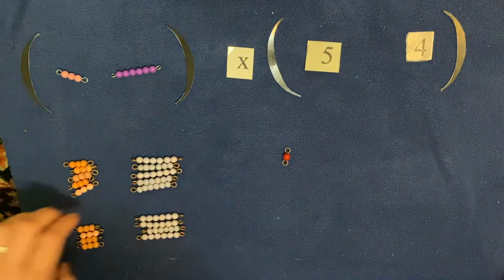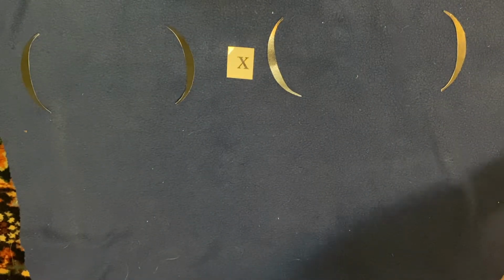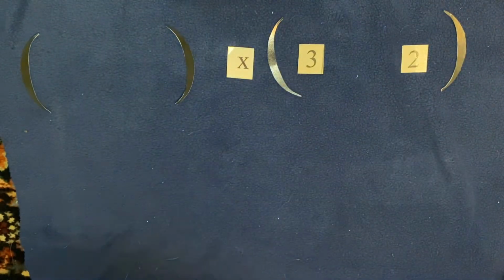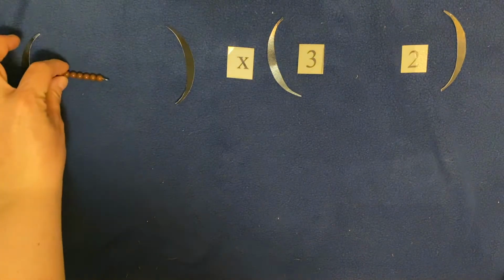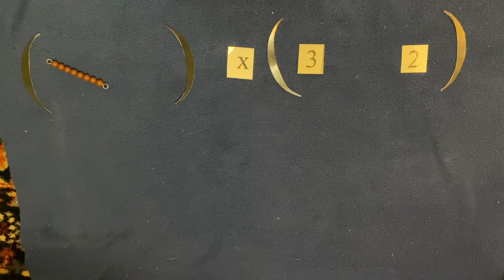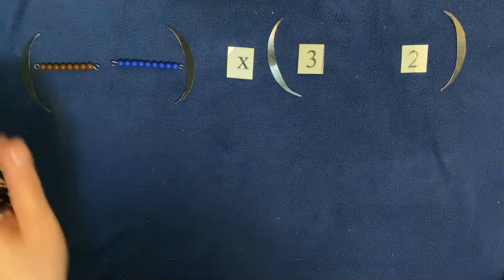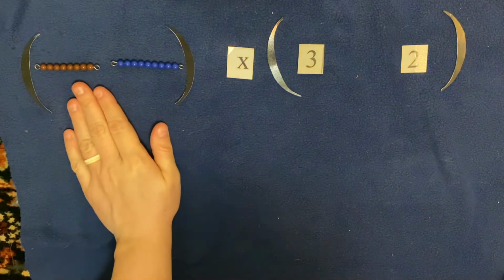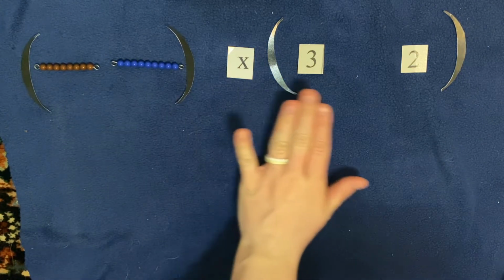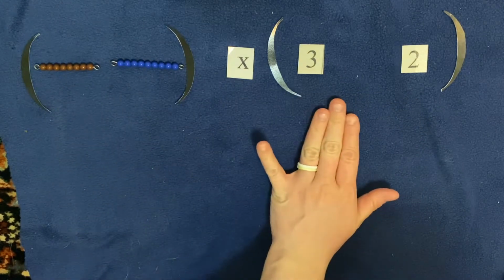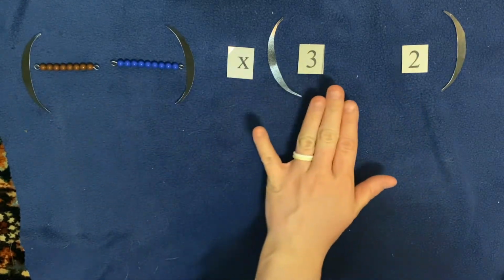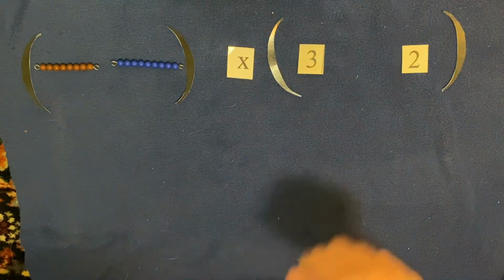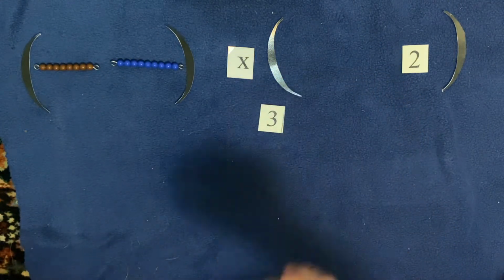Let's do another one. Okay, this time we're going to do 3 and 2. And we're going to multiply 3 and 2 by 8 and 9. Okay, so again, this says we need to multiply 8 and 9 times 3 and 2. So 8 times 3, 8 times 2, 9 times 3, 9 times 2. Okay, all right, so let's go ahead and do this. So we're going to start with multiplying everything by 3.